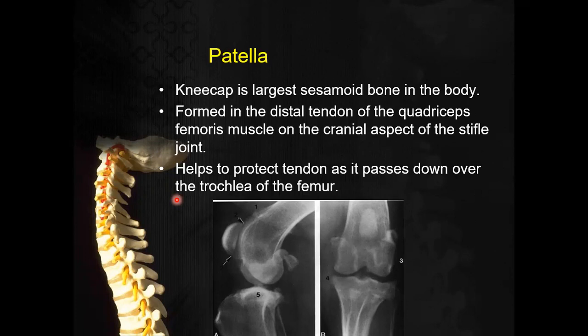All right, so here is where our patella fits in. The patella is what we call a sesamoid bone. I think of it because it's a round bone, reminds me of a sesame seed. It's the largest sesamoid in the body. Why do we have a patella?